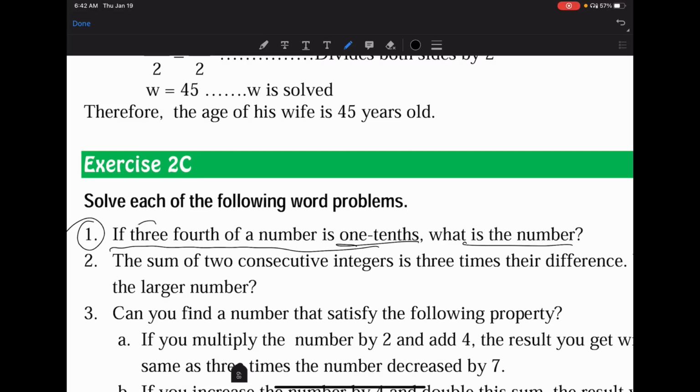What does 3/4 of a number mean? Look at this. 3/4 of a number means 3/4 x. Let's call the number x. 3/4 of a number is 1/10. Now we are asking, what is the number?